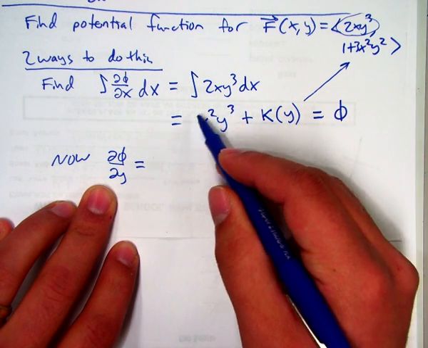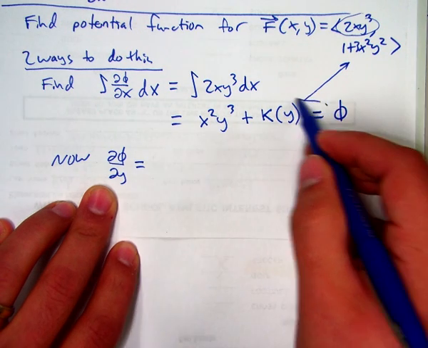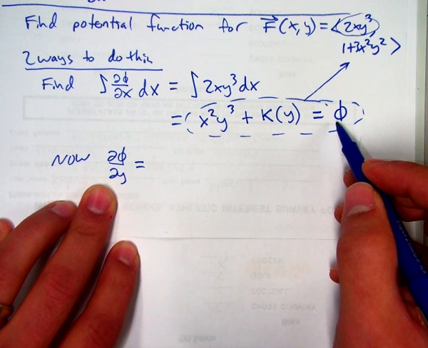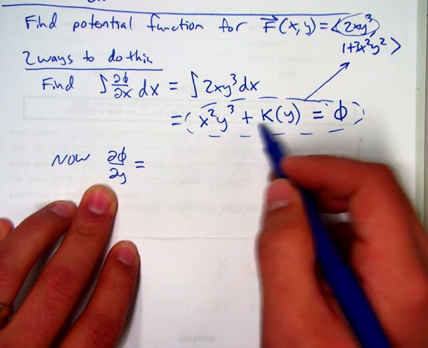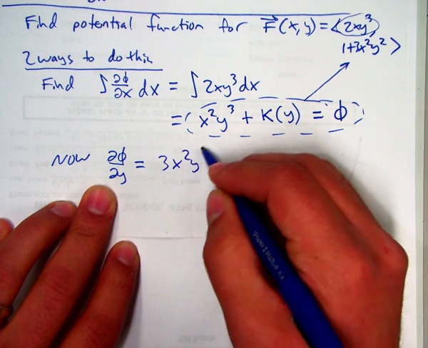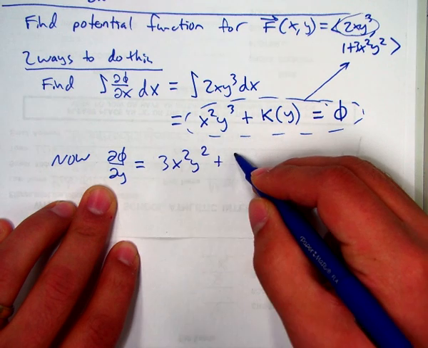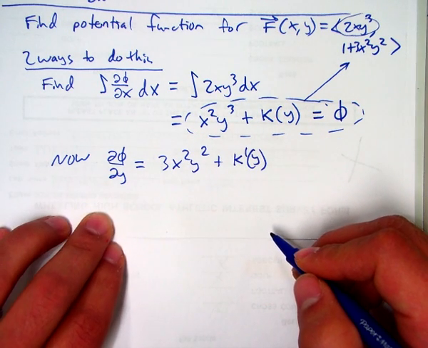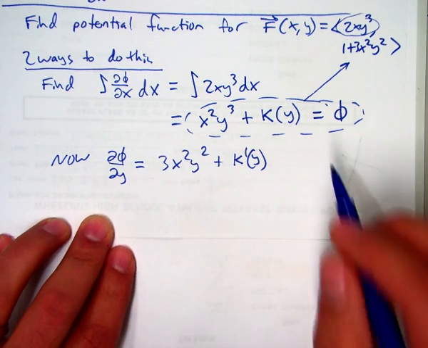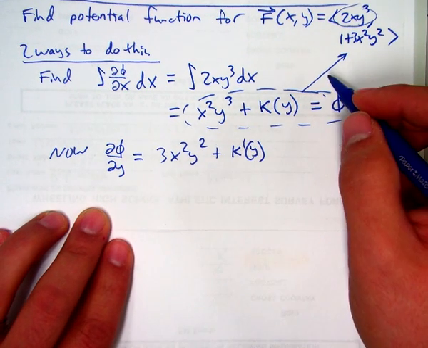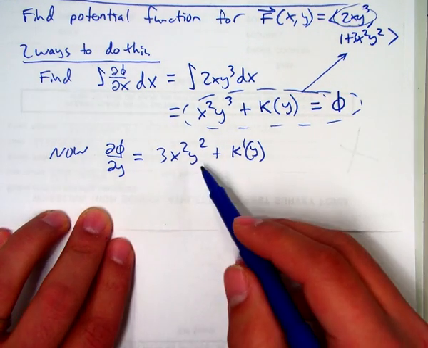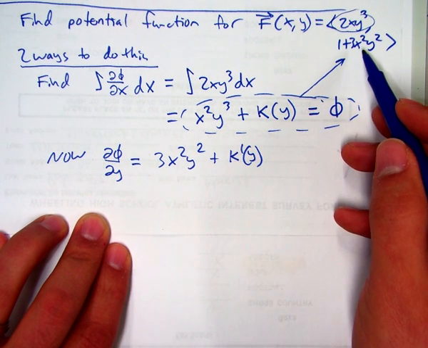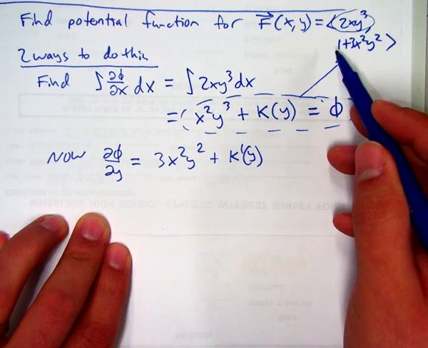Wait, one more time. If this is phi currently, I'm not done with it, but let's say this is what our potential function is. What's partial phi partial y going to be for this function? 3x squared y squared plus the derivative with respect to y here. Okay, yes, and that's what I mean by double checking your potential function. Clearly we have that 3x squared y squared that we need, which is good. The only thing that's off is that we need this 1, right?